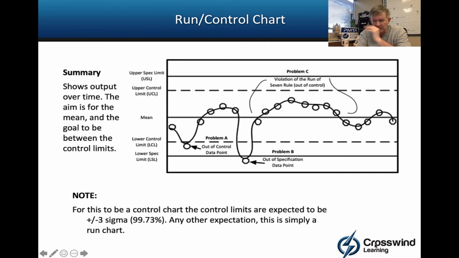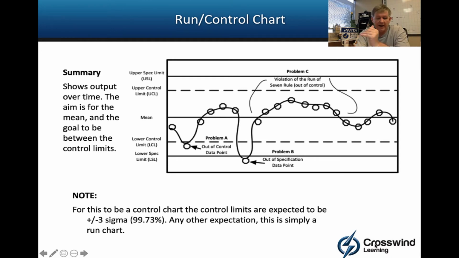So if we're aiming for the mean, as long as in most cases the data points kind of stay between the control limits, we would say the process is in control. Now, like problem A here, where it's outside the control limits, we would say that data point is out of control. Problem B, where it's outside the spec limits, we would say that's out of spec as a result.